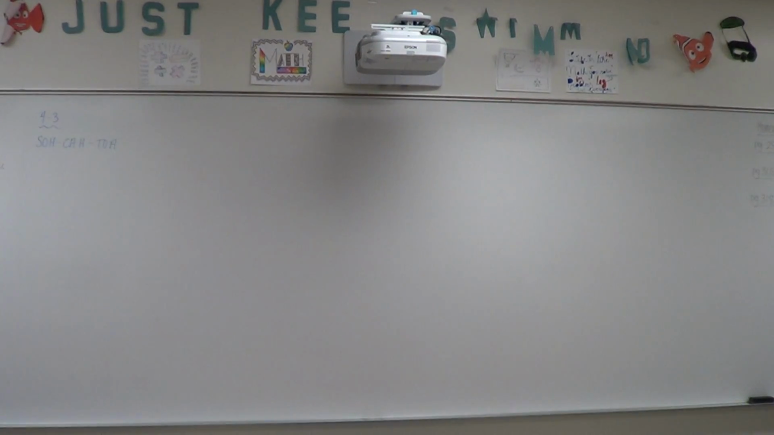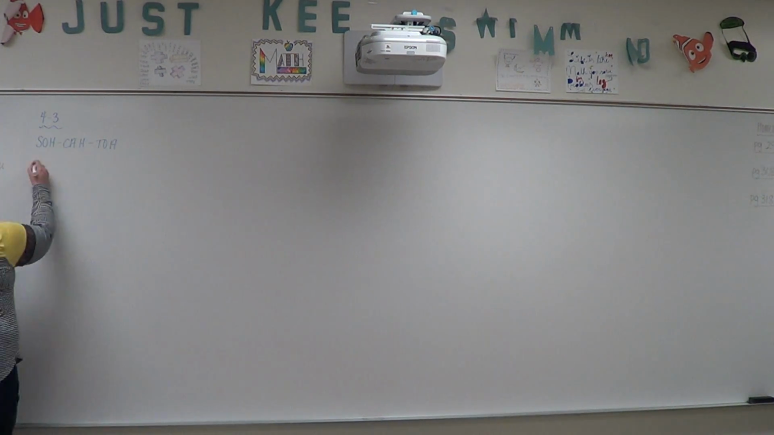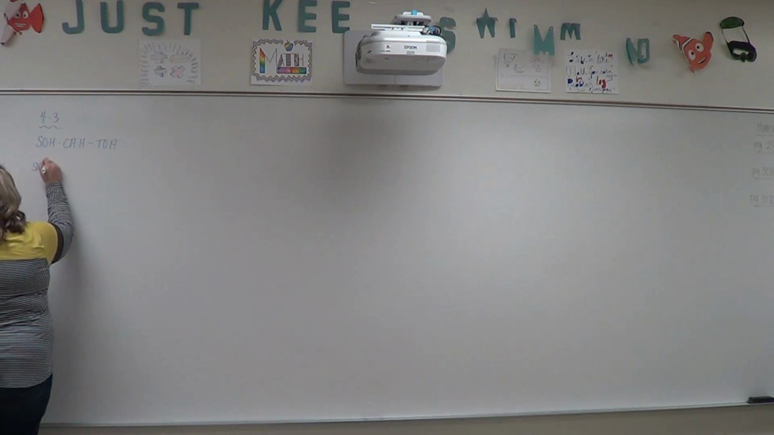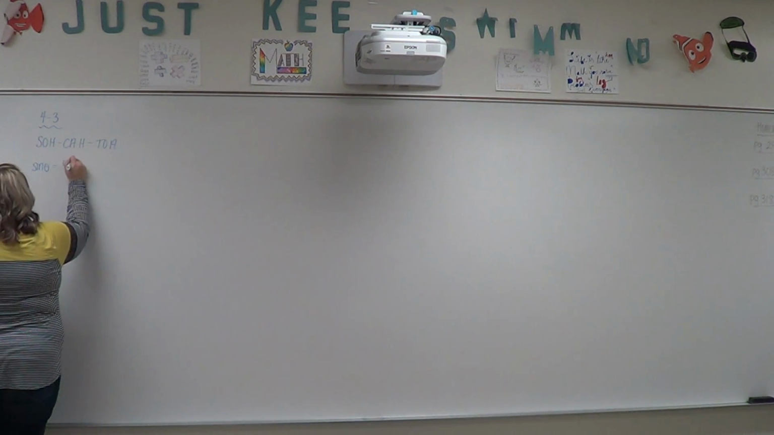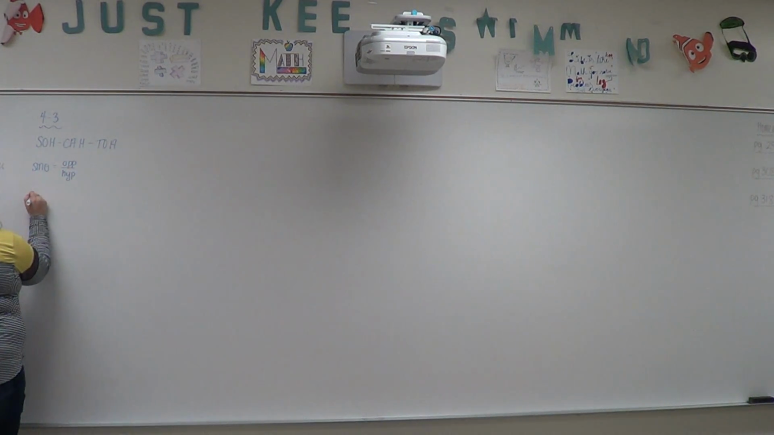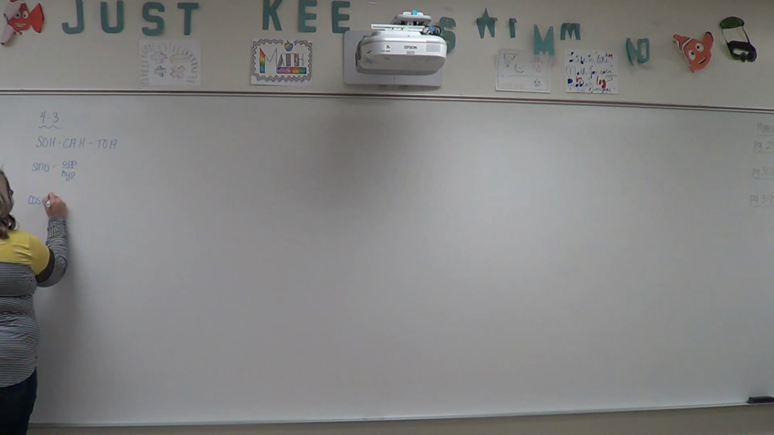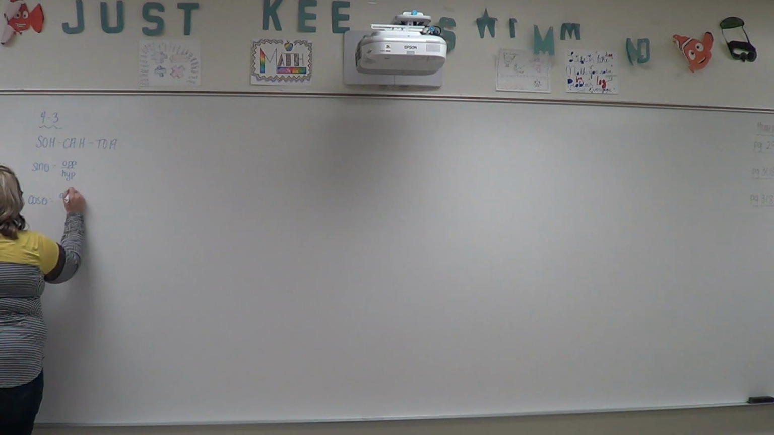Okay, what does SOHCAHTOA stand for? Sine equals opposite over hypotenuse. Okay, sine equals opposite over hypotenuse. Cosine equals adjacent over hypotenuse. Okay, good. Good job, Peyton. Tangent equals opposite over adjacent. Okay, good.